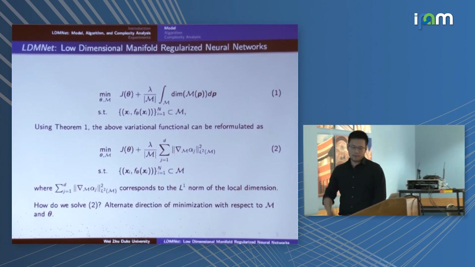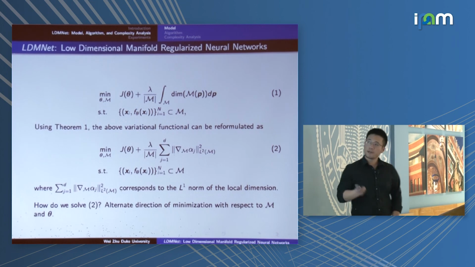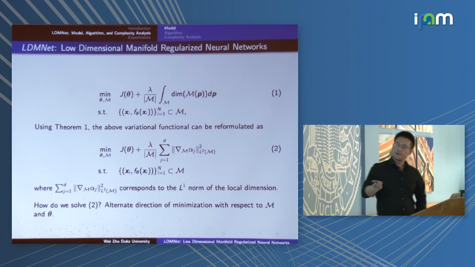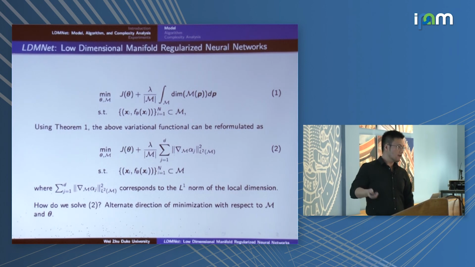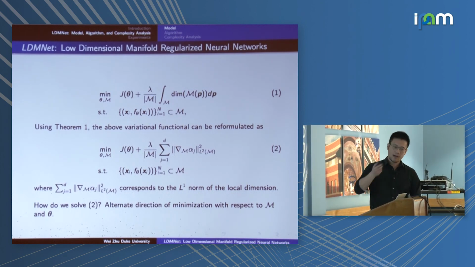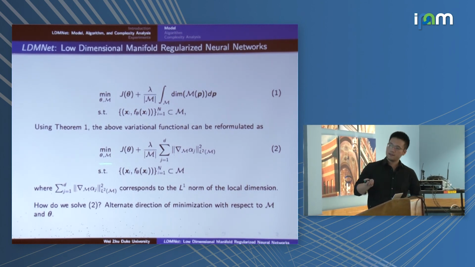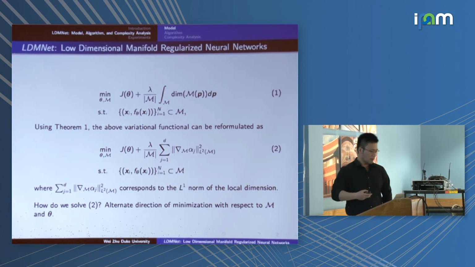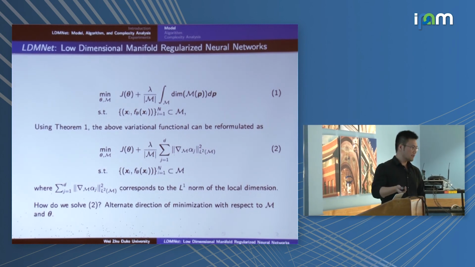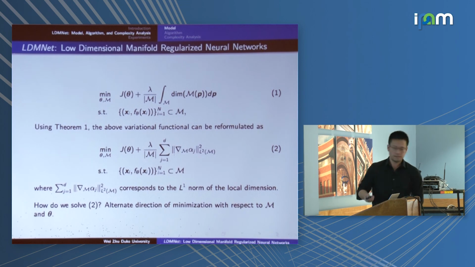Okay, so by using that theorem, we know we can replace the L1 norm of the local dimension with the Dirichlet energy of the coordinate functions. And we need a constraint such that at each step, the data-feature concatenation point cloud samples the manifold. And the optimization problem is taken with respect to both theta, which is the network parameter, and M, which is the underlying manifold.